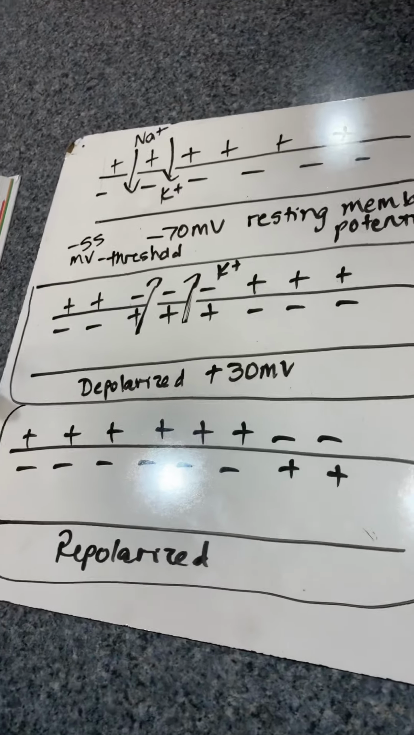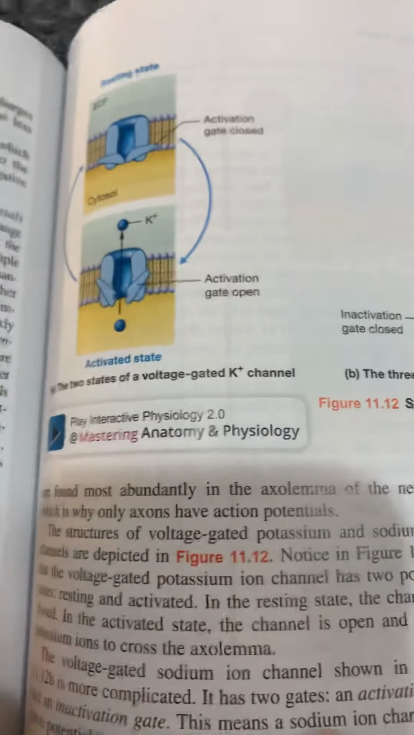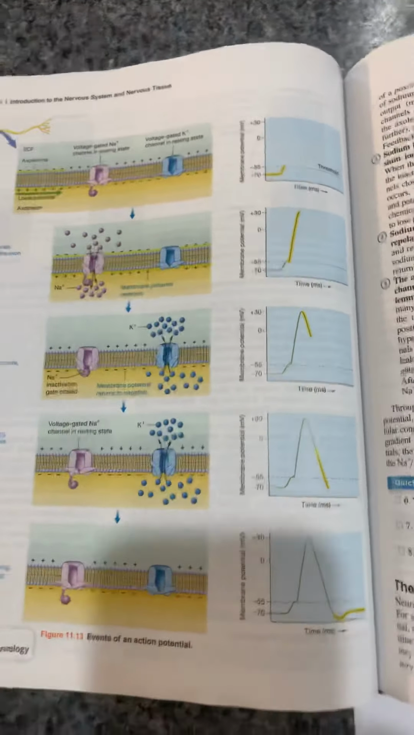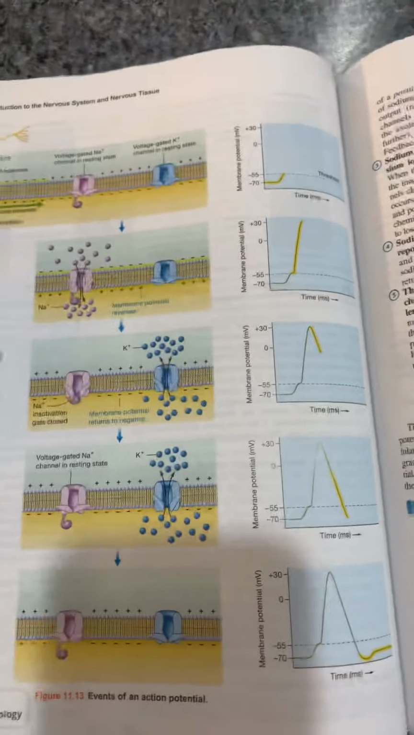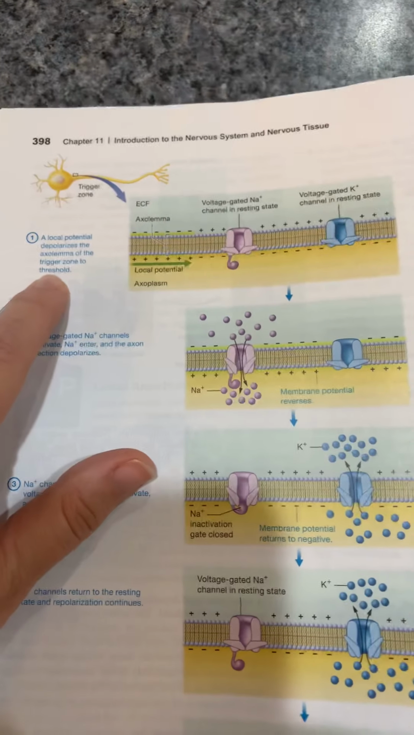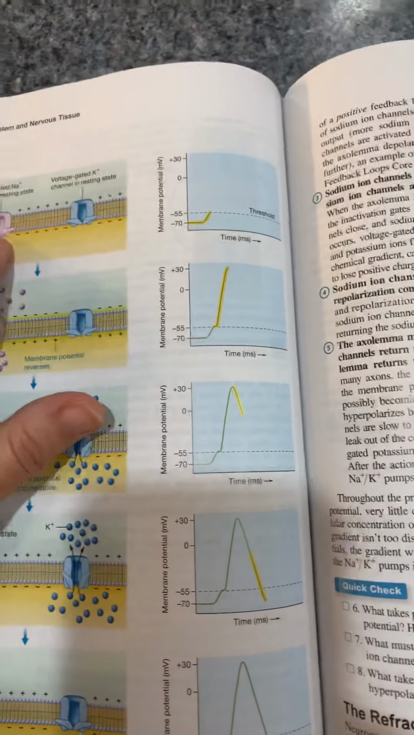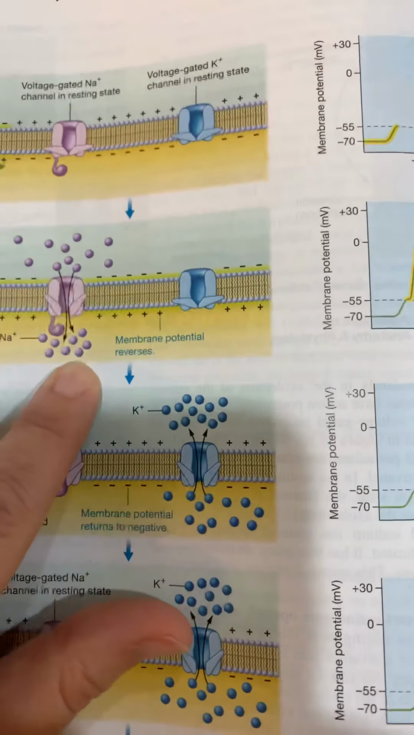This is all described over here. See, here are your gated channels. There's this potassium gated channel on page 397, but this is all summarized in this chart on page 398. So you've got a local or graded potential that depolarizes the trigger zone to threshold. What's threshold? Minus 55 millivolts. If it can get to minus 55, then these voltage-gated sodium channels that are now in a resting state are going to open, and look what happens. All this sodium rushes in.